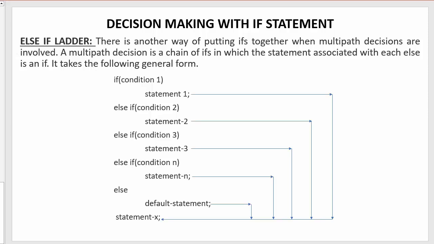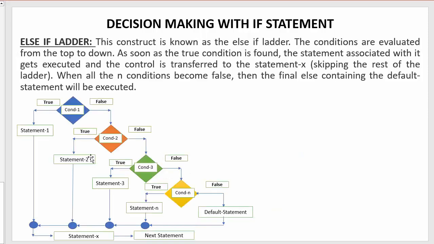Now let's move on to next slide to see the flow diagram of else if ladder. So this construct is known as the else if ladder. The conditions are evaluated from the top to down, as we have seen in the last slide. The conditions start getting evaluated always from the top, and it comes towards the down. As soon as the true condition is found, the statement associated with it gets executed, and the control is transferred to the statement X. Whatever explanation I just told you, the same explanation is written down here.